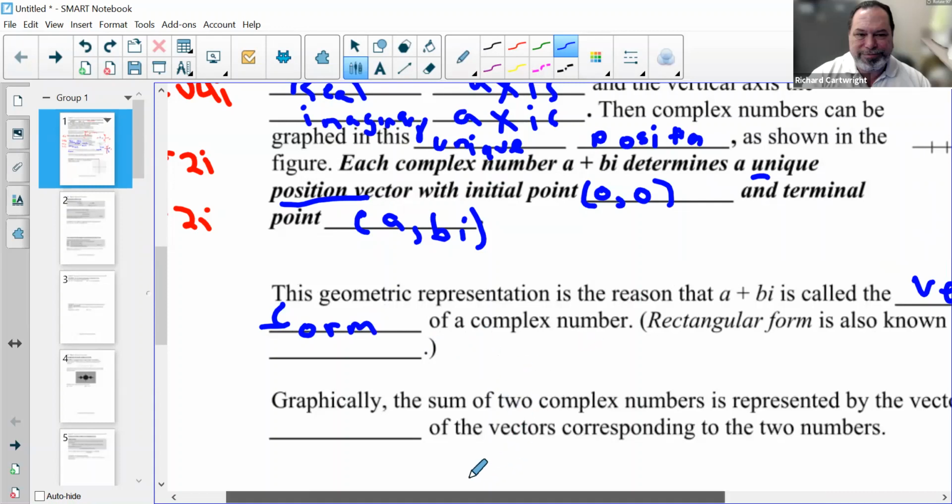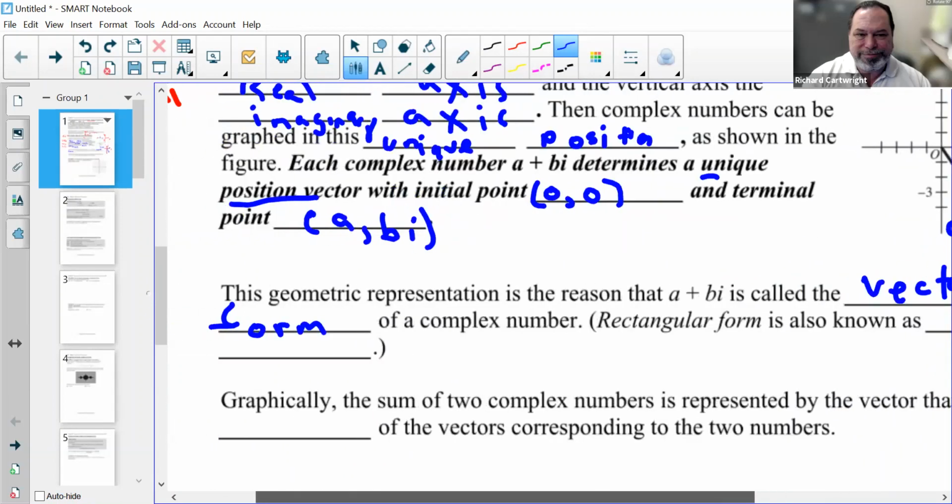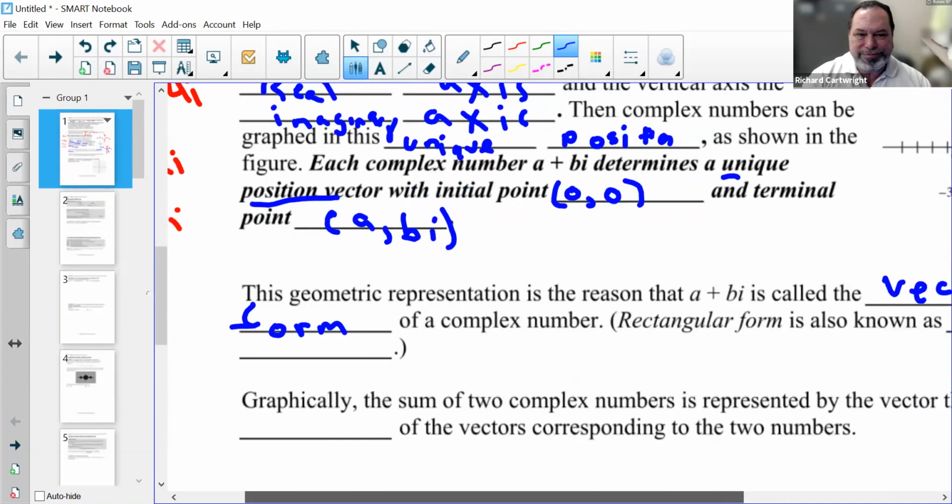Okay, now rectangular form is also known as, I'm not sure what he wants there. I'm going to move on.